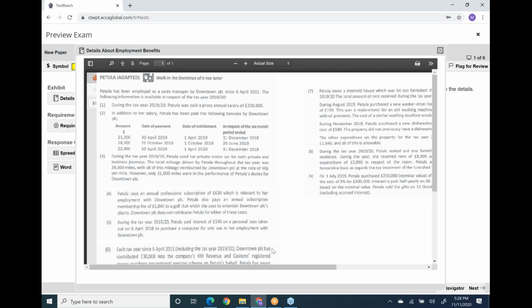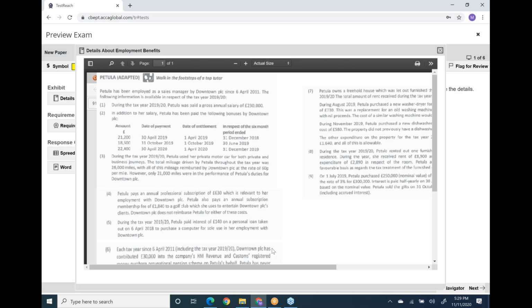Okay, now let's read it. In addition to her salary, Petula has been paid the following bonuses by Downtown PLC. The amount of the first bonus is 21,200. Now, my dear student, be active. Date of payment is 30th April 19, but date of entitlement is 1st April 19. Which date is earlier? The earlier date is 1st April 19. Now use your brain. 1st April 19 does not fall in the 1920 fiscal year, because the 1920 fiscal year starts on 6th April 2019. So this first bonus belongs to the last fiscal year.